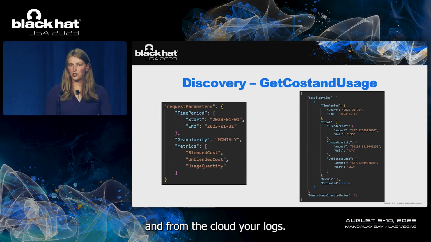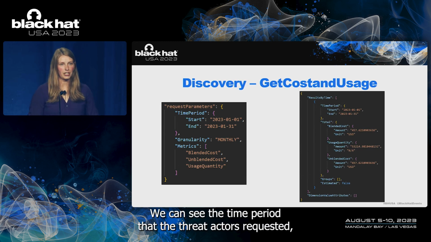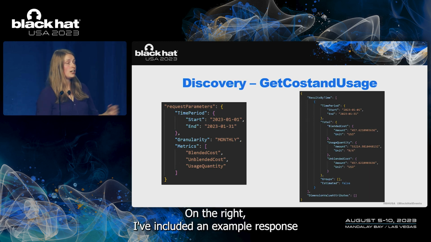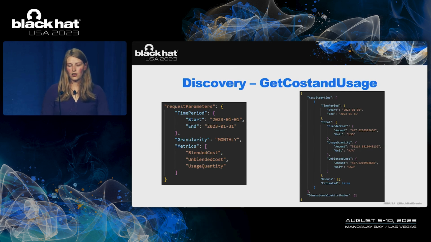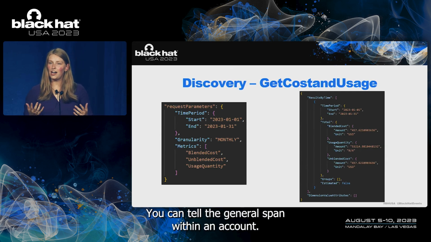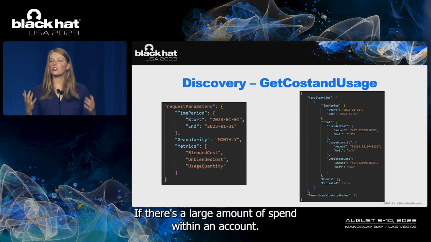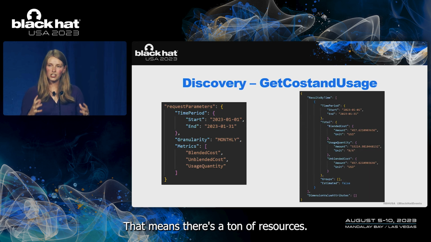And from the CloudTrail logs, we can see the time period that the threat actors requested, as well as the granularity of metrics. On the right, I've included an example response. When reviewing the results, you can tell the general spend within an AWS account. With that spend, you can actually tell how active or not an account is.